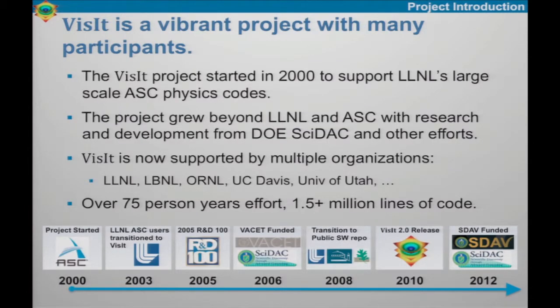So VisIt is a vibrant project with a lot of participants. So the project started in 2000. And I guess, let's see, so just stepping outside my presentation for a second, I took a job at Livermore in 1999. I took a job because I wanted to get a PhD, and my wife said that she wanted to have a baby, I need to get a job and make money. And so I took this job where they said, oh, you can get a PhD, and on nights and weekends you can still work full time. And I said, oh, sounds great. And so that was not a smart decision.